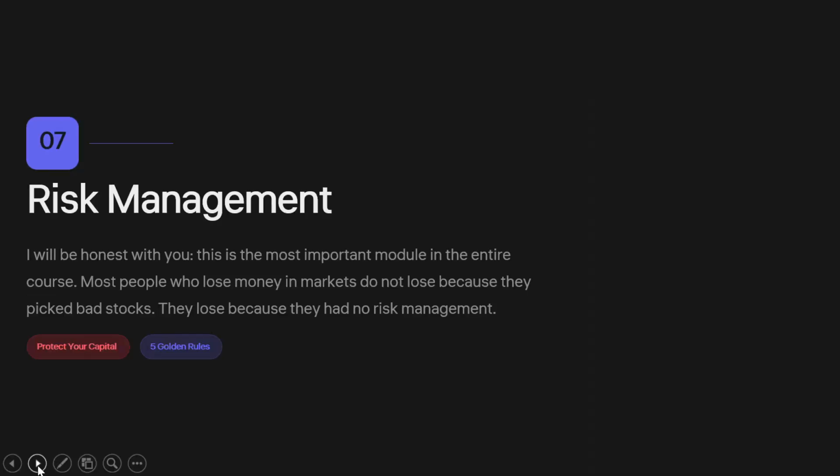Let us move forward to module number 7, that is risk management. I will be honest with you. This is the most important module in the entire course. Most people who lose money in the markets do not lose because they picked bad stocks. They lose because they had no risk management.